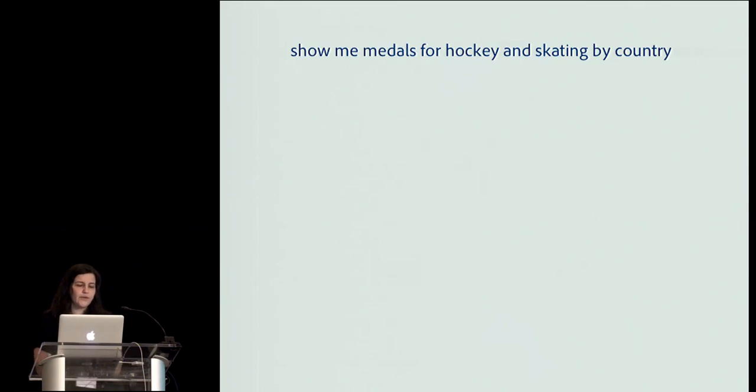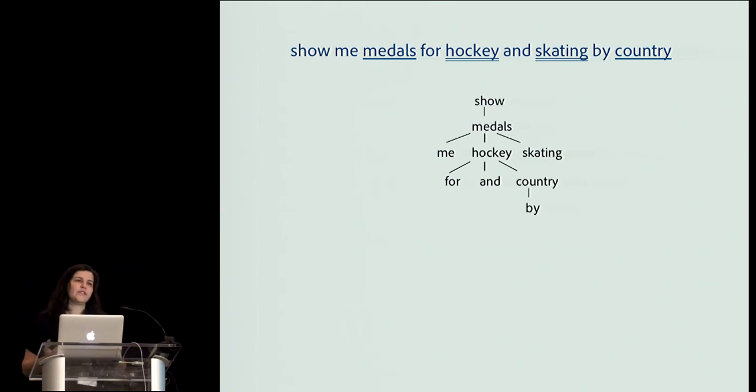So let's go through an actual example. Given a user question, the first step is to parse that question, tokenize it, and match it against elements in the database. So in this case, we find that medals and country match exactly or approximately 2 columns in the database, and hockey and skating match against actual values in the data itself, again, in this case, approximately. And this tagging, this classification, is not really sufficient for us to generate a SQL query.